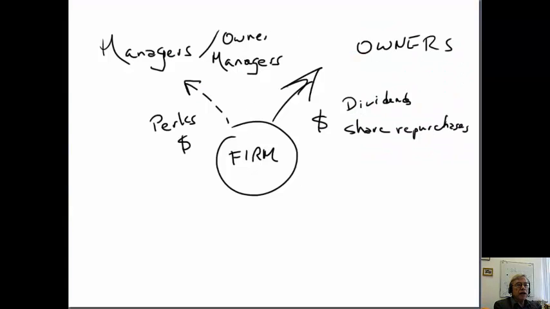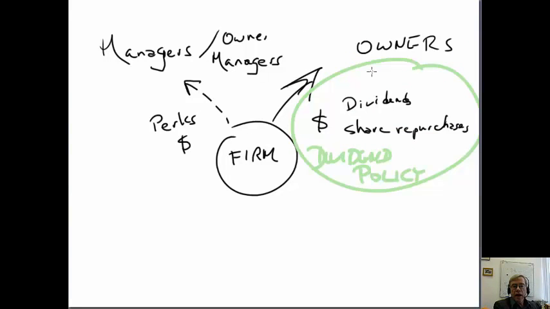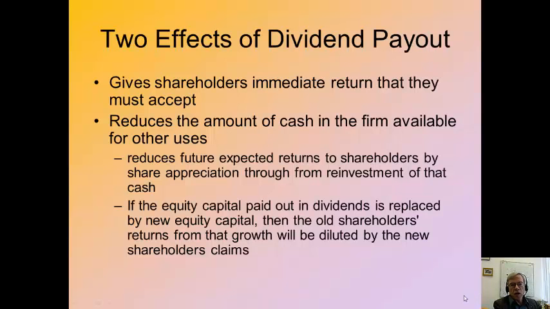Our discussion today will be restricted to dividend policy and how that affects the wealth of the owners of the firm. There are two effects of a dividend payout. It gives shareholders an immediate return that they must accept. This is a cash payout, and it reduces the cash that the firm has available for other uses.